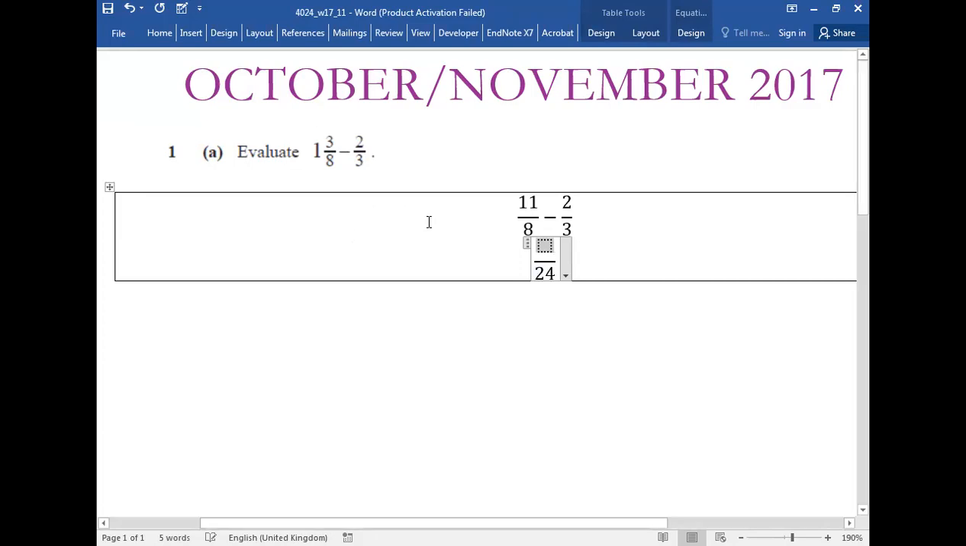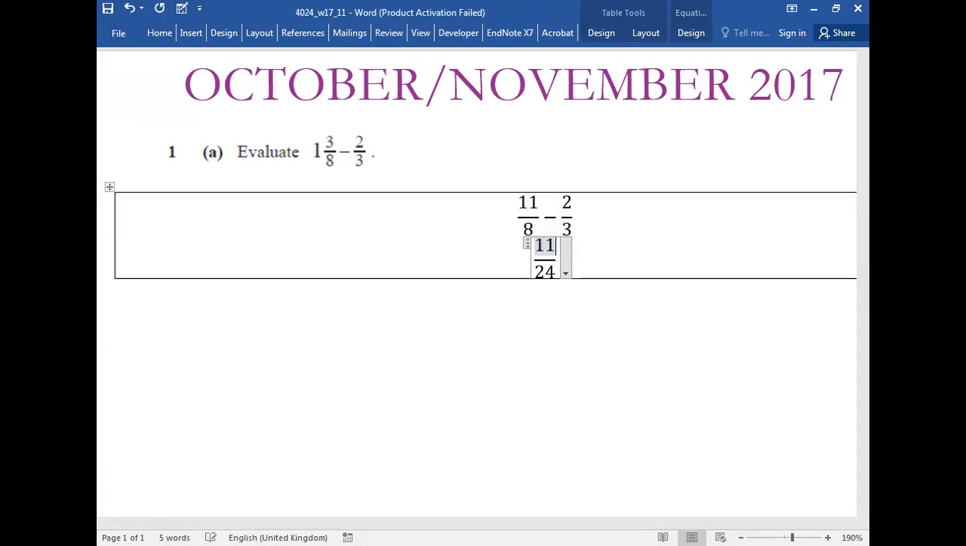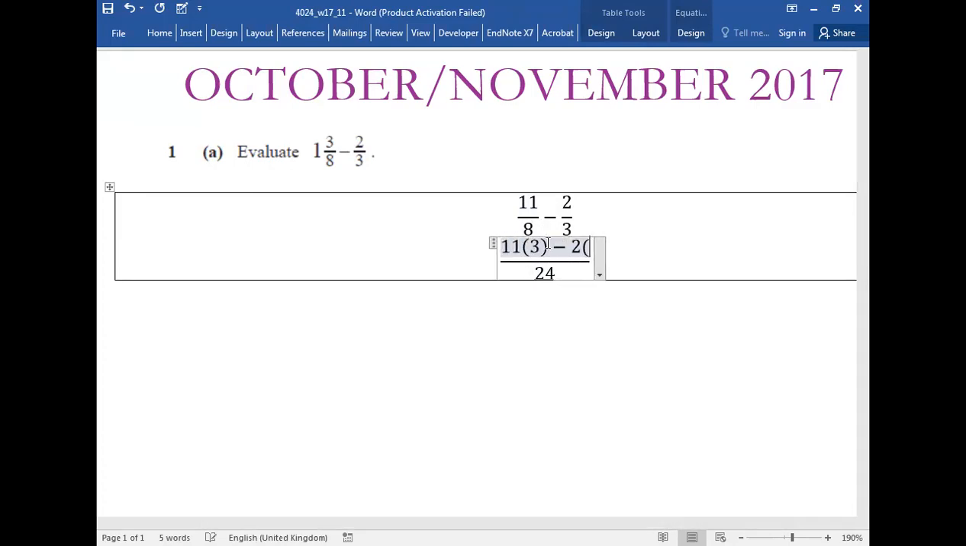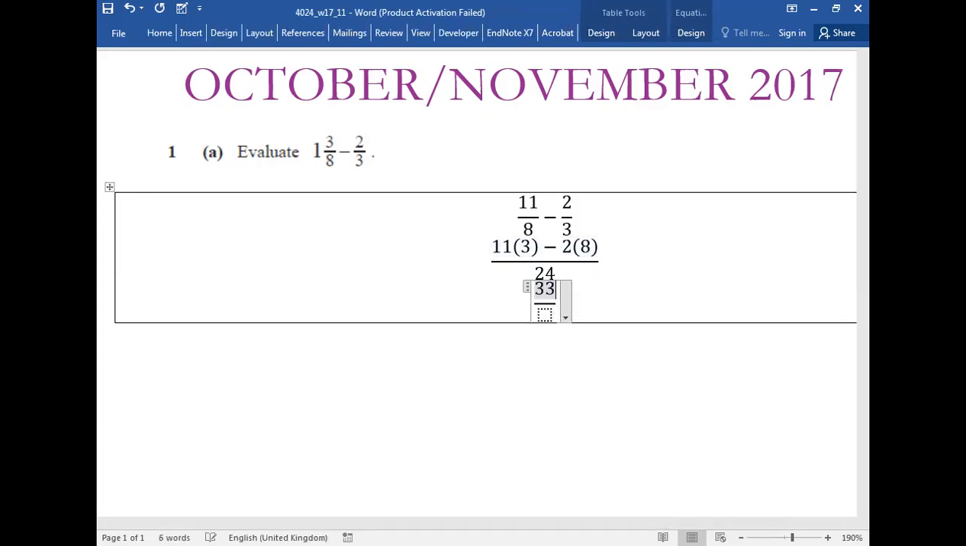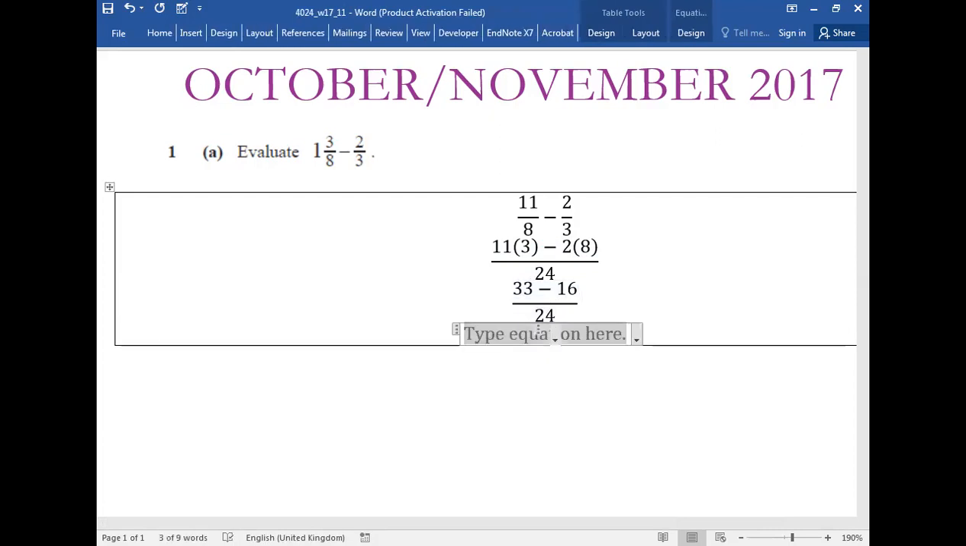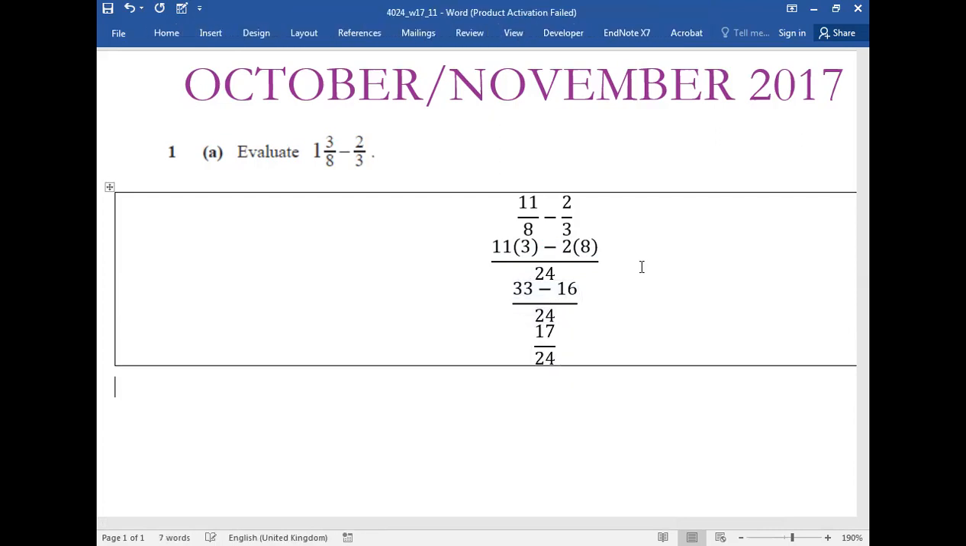So you need to multiply it by 3. So we'll also multiply 11 by 3, minus 2 by 8. Simplify. 33 minus 16 upon 24, which is this proper fraction?